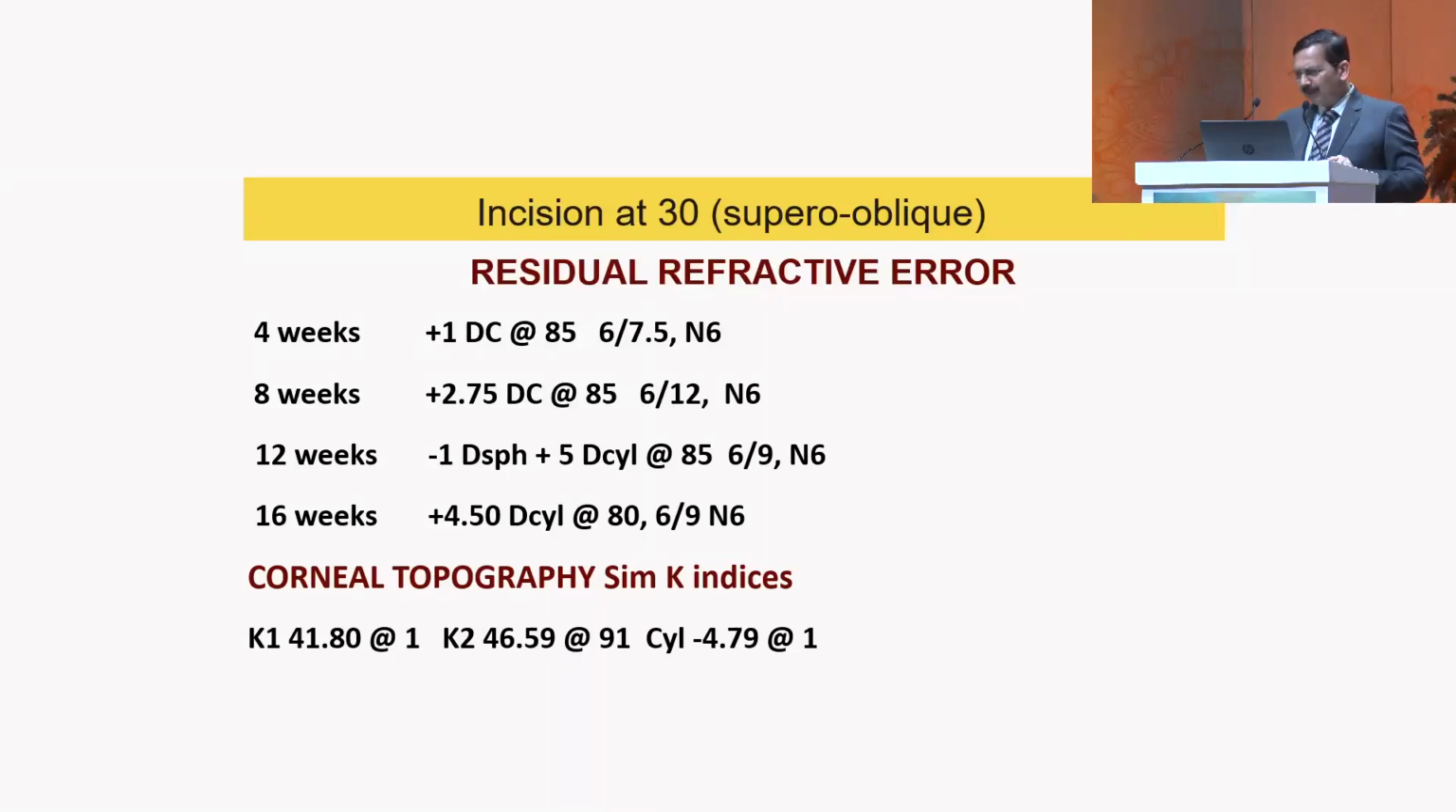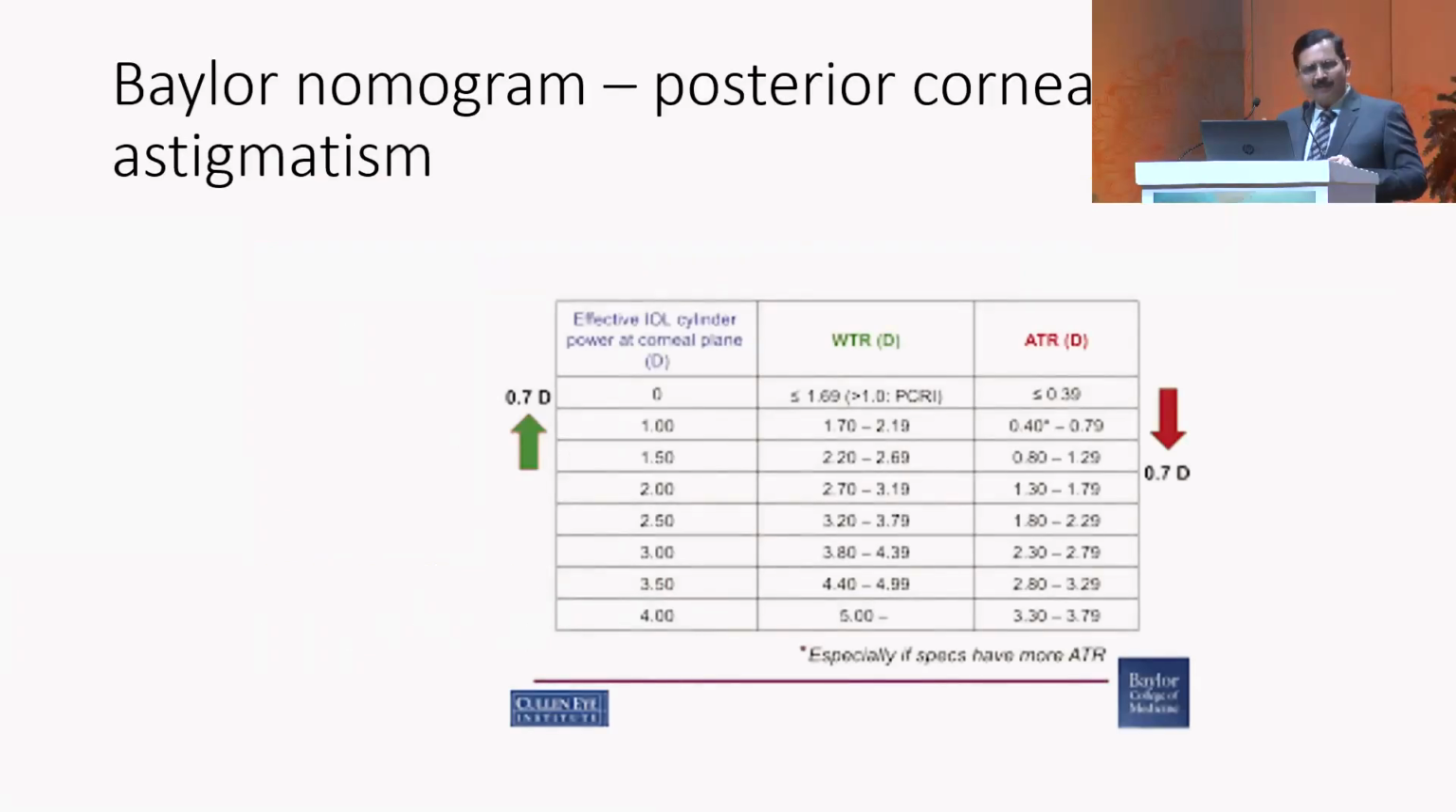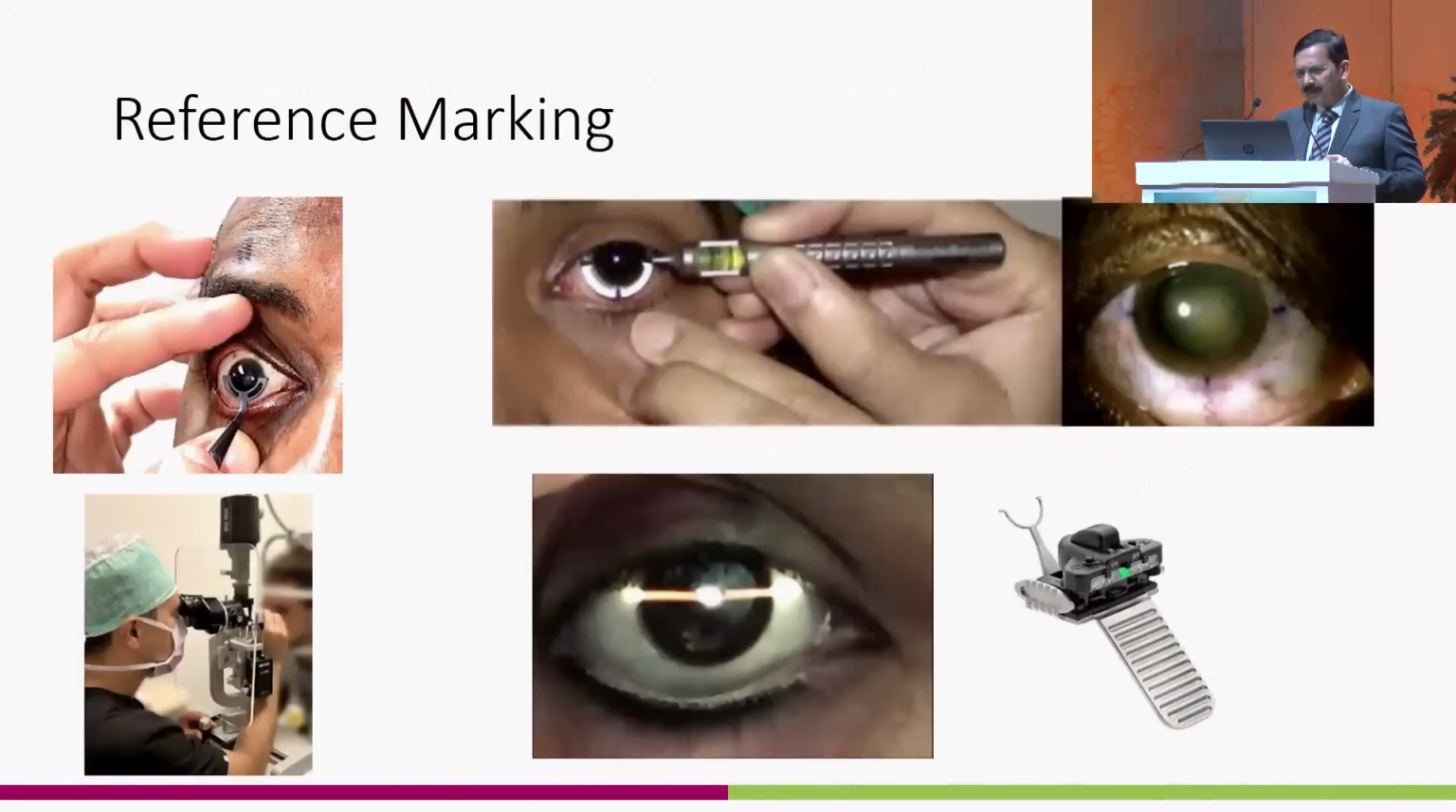So the lesson here is we should always wait for topographic stability in these cases. It is not just to go by the time. And then the Baylis nomogram, of course, Dr. Douglas Koch is here, and he and his team have given this particular thing where the topography can give us posterior corneal astigmatism. In case it is anterior, with the rule astigmatism, jump up by 0.7 diopters. In case it is against the rule astigmatism, jump down by 0.7 diopters.